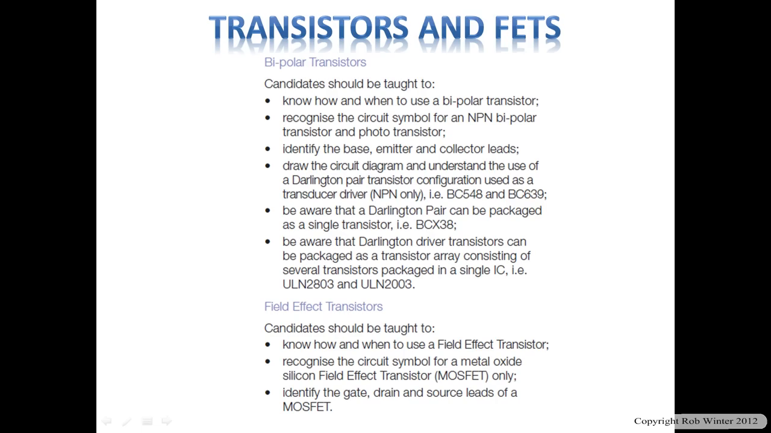Okay, I don't need to read it out to you, but basically what they look like, what the legs do, the fact that you can join two of them together to make a thing called a Darlington pair, the fact that you can find them ready packaged onto a chip, you get lots of them on one chip, and then you need to know there's two main categories, bipolar and field effect.